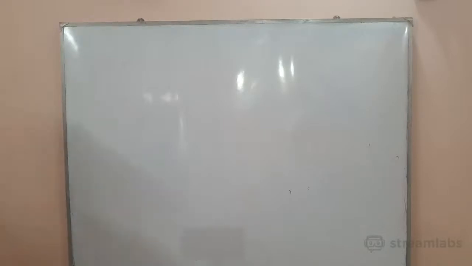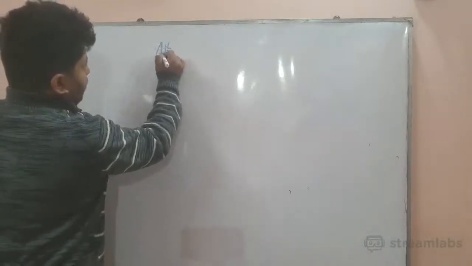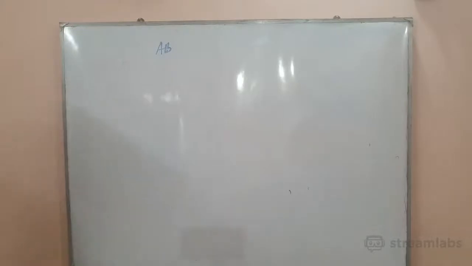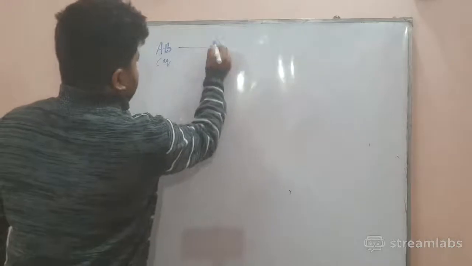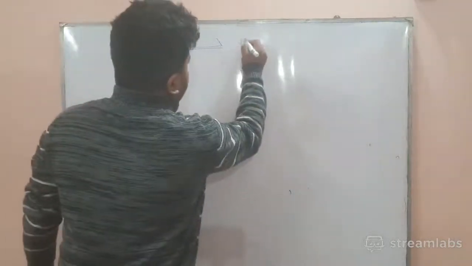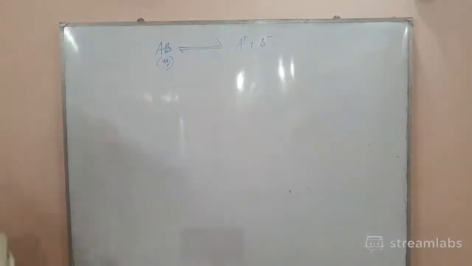Now, how should you write them down? Suppose, for example, AB is a weak electrolyte and it is in aqueous phase and it is getting dissociated into A plus and B minus.